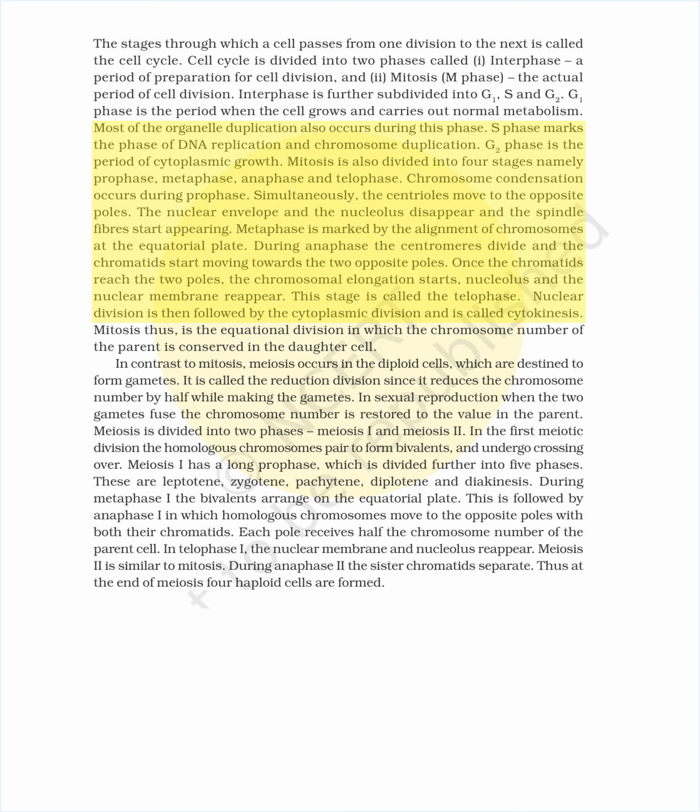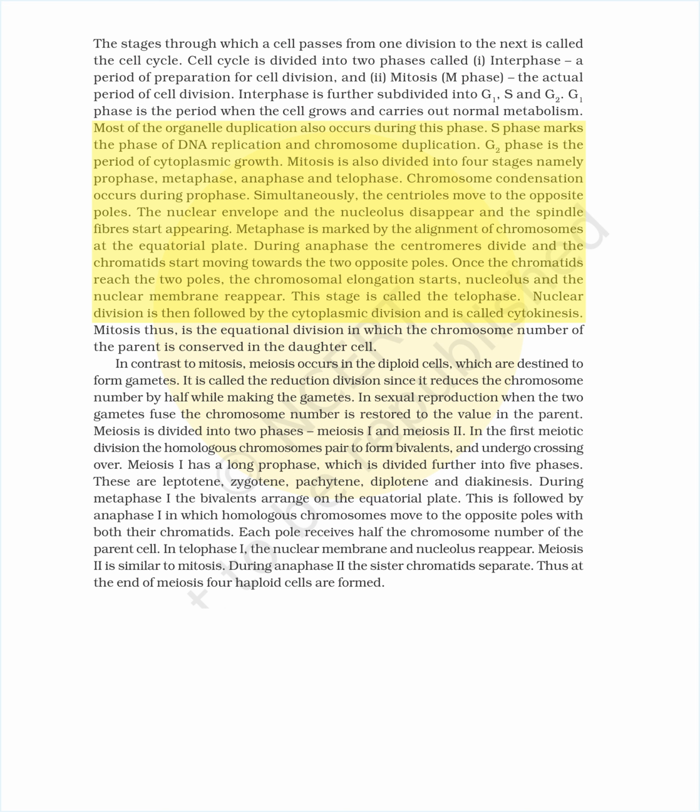Mitosis is also divided into 4 stages, namely prophase, metaphase, anaphase, and telophase. Chromosome condensation occurs during prophase. Simultaneously, the centrioles move to the opposite poles. The nuclear envelope and the nucleolus disappear and the spindle fibers start appearing.